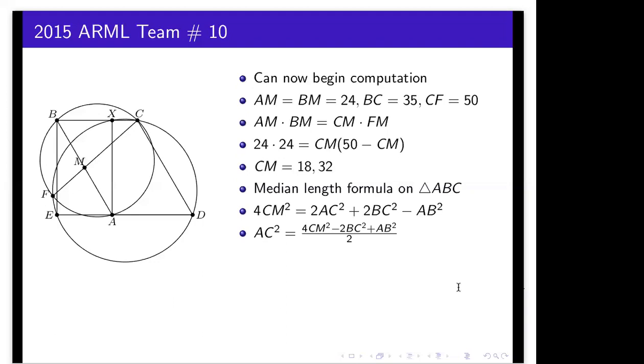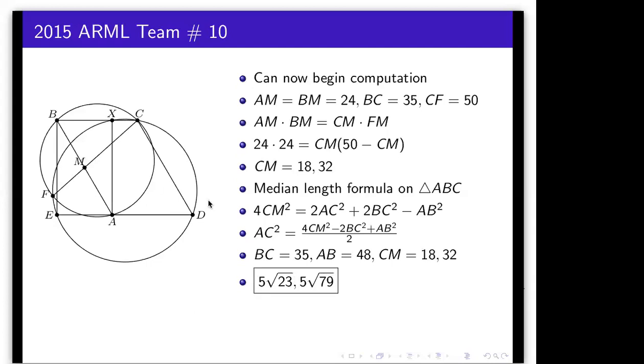BC is 35, AB is 48. The CM is either 18 or 32. And we throw it in, and again, we get the two possible values of AC. Yep, the median length formula is a special case of Stewart's. It's useful to remember separately, just because it's one of the most common uses of Stewart, and you can avoid plugging everything in when you just know the formula. And so we get these two possible values for AC.